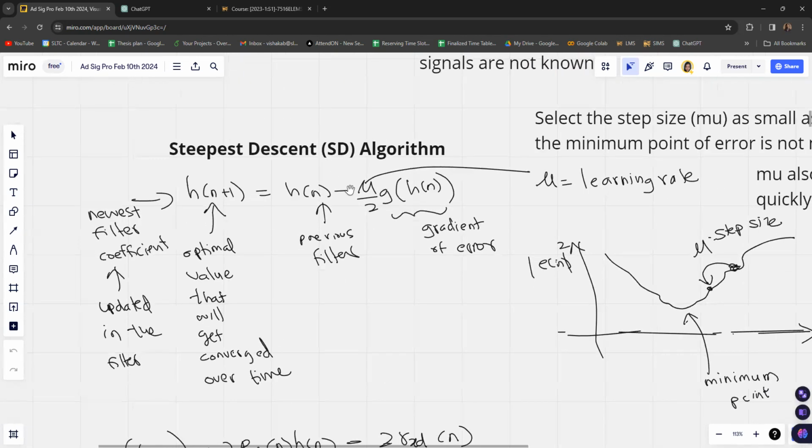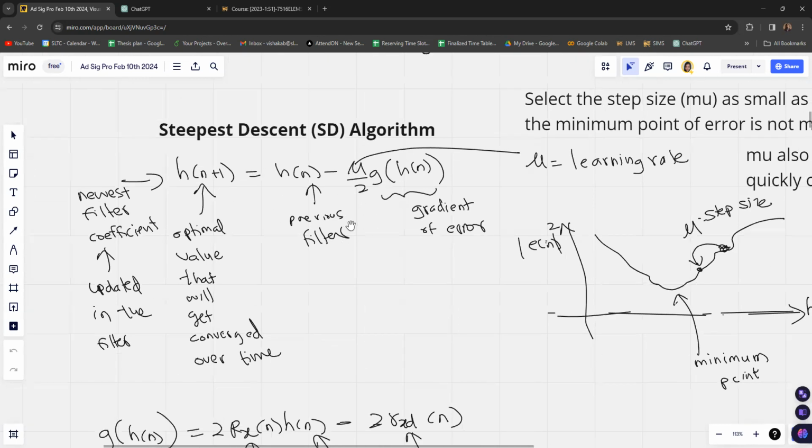For the steepest descent algorithm, we decided how we can determine the learning rate mu value such that we have some filter coefficients that will converge to a certain value after multiple iterations. This is the equation that we use to update the filter coefficients, and we are trying to get converged filter coefficients after some time.